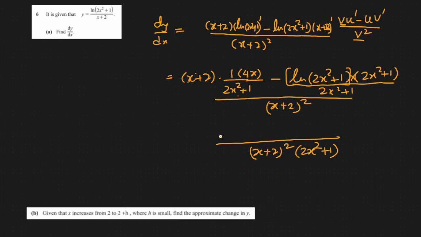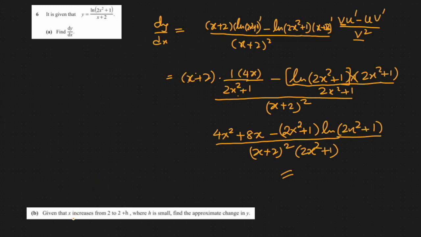And I will just open up this. 4x multiplied by x is 4x square. 4x times 2 is 8x, minus (2x square plus 1), and we cannot do anything about it. We have to multiply by natural log 2x square plus 1. We cannot take anything common here. Okay, that's it. This is our dy over dx.